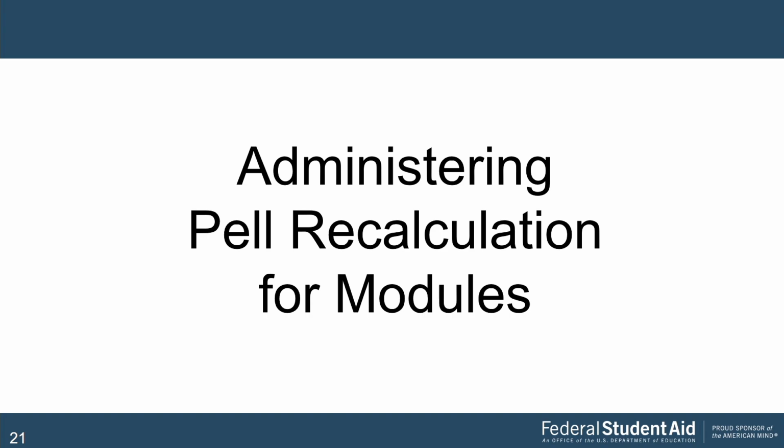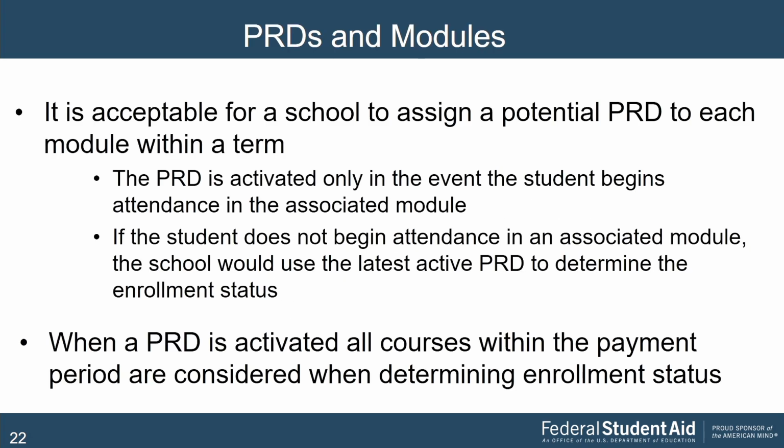Next, obviously modules are a big thing, and you can also have Pell recalculation dates for modules. So you can assign a potential Pell recalculation date for each module within the term. That would only be activated if the student begins attendance in the associated module. If the student does not begin attendance in that associated module or is not enrolled in it, you're going to use the latest active Pell recalculation date to determine their status. When a Pell recalculation date is activated, all courses within the payment period are considered when determining the enrollment status.